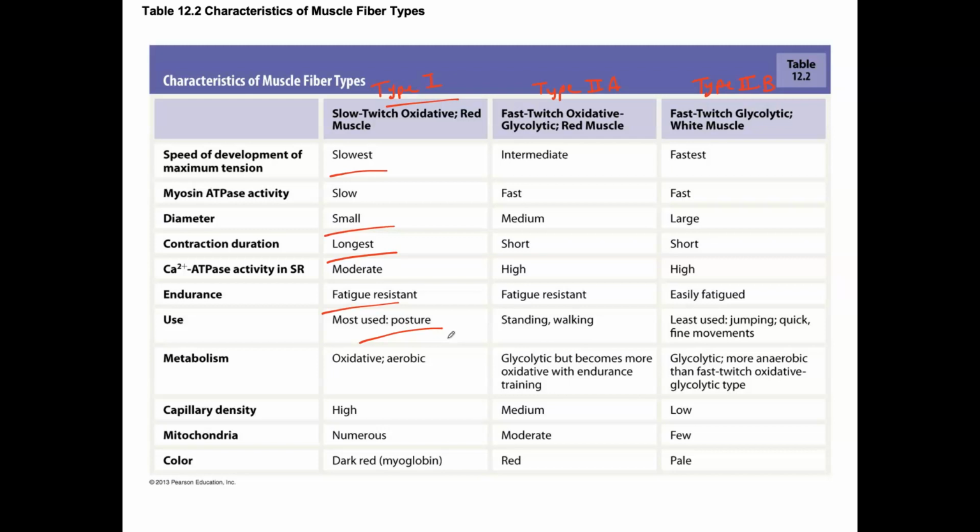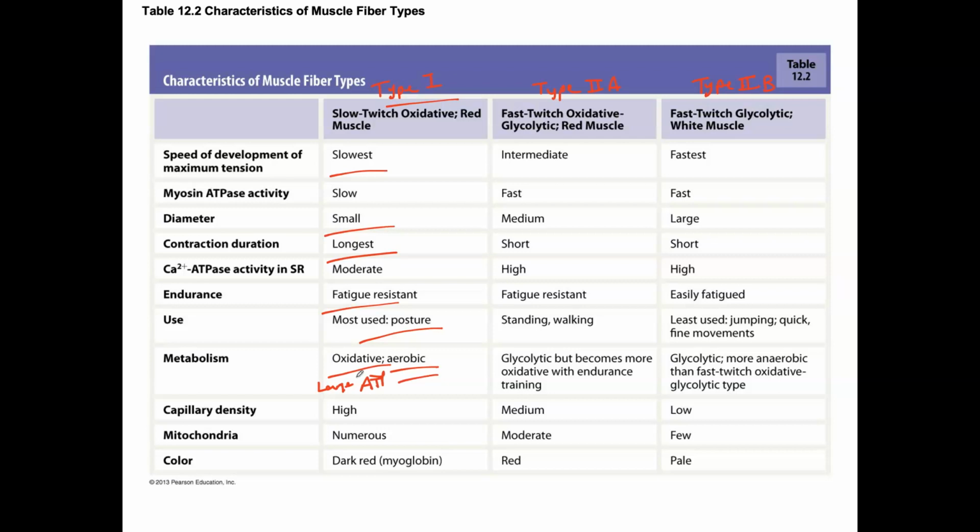In terms of metabolism, they are oxidative, so they use oxygen in aerobic metabolism to make large amounts of ATP. And because they make large amounts of ATP, they can sustain aerobic metabolism longer.